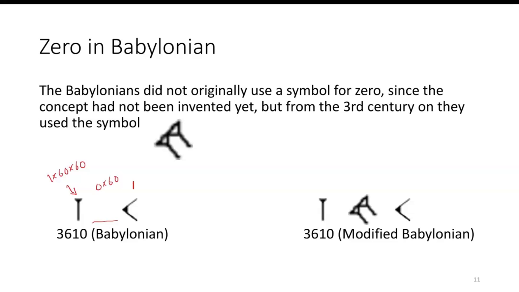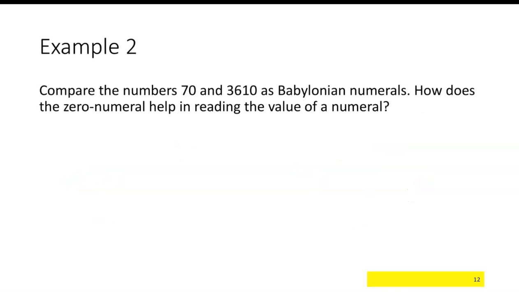The modified version is that the far right represents 10, excuse me. And then the symbol to the left of that is a 0 times 60. And then this is 1 times 60 times 60. So 3,610. And you can see having that extra 0 symbol does make things a little bit clearer, especially if you compare the numbers 70 and 3,610.